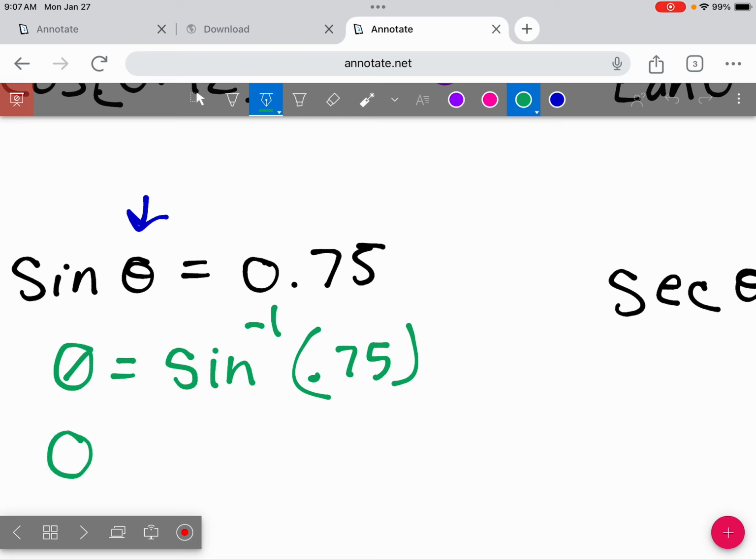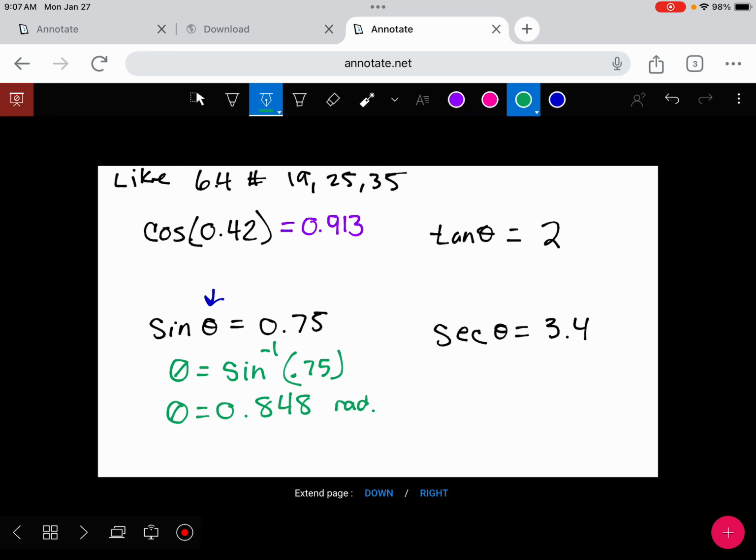So our theta is 0.848 radians. You don't have to write radians, but I'm just putting it up there to make sure it's clear. If it doesn't have an indication on it, that tells us that it's radians automatically.